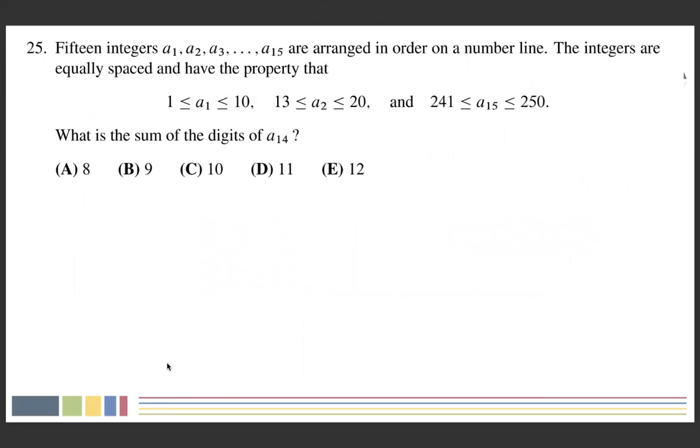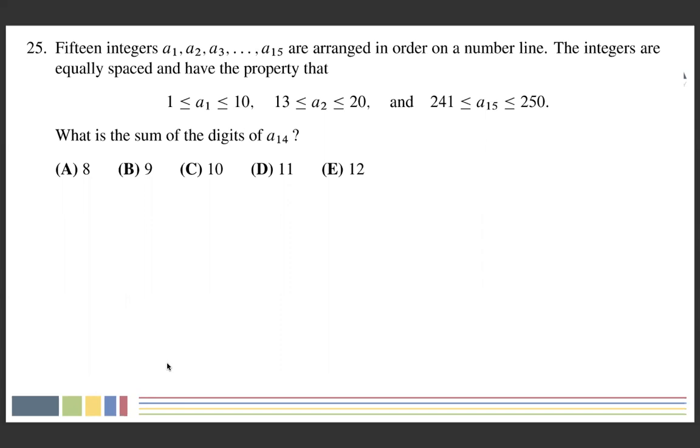This is the 2023 AMC 8 problem number 25. 15 integers, A1, A2, A3, all the way up to A15 are arranged in order on a number line. The integers are equally spaced and have the property that A1 is somewhere in between 1 and 10, A2 somewhere in between 13 and 20, and A15 somewhere in between 241 and 250. What is the sum of the digits of A14?